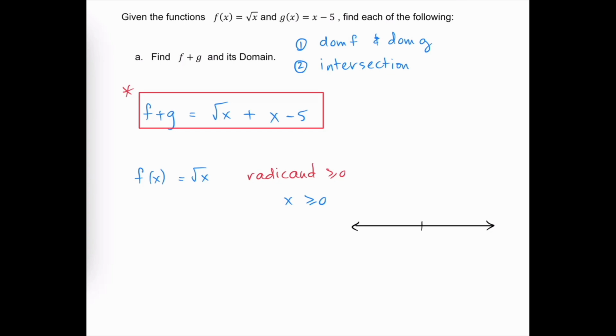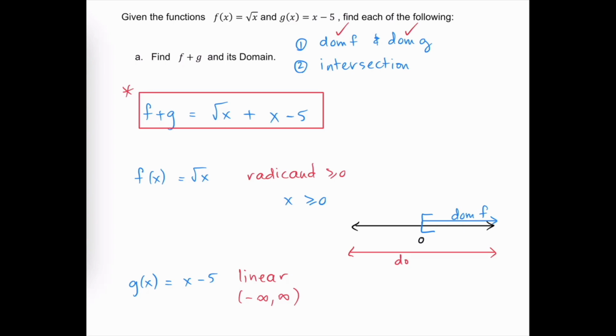So let's sketch that domain here on a number line. The domain of f is all x values that are greater than or equal to 0. So we have found the domain of f. Now let's find the domain of g. g of x is x minus 5, and x minus 5 is a linear function, which is a special case of a polynomial, and all polynomials have domains that are unrestricted, all real numbers. So on our concept drawing over here, we'll see that the domain of g is unrestricted, all real numbers.